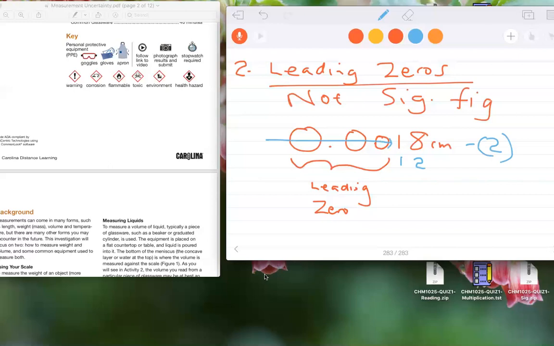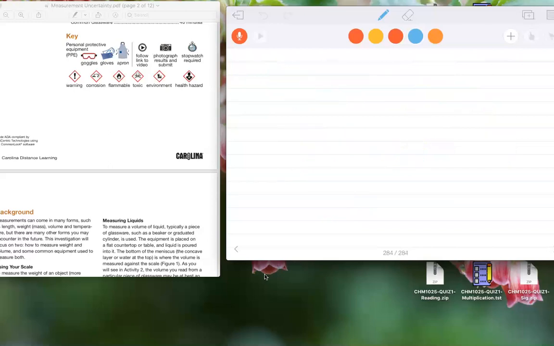Now there are captive zeros. Captive zeros, here, number three, captive zeros.